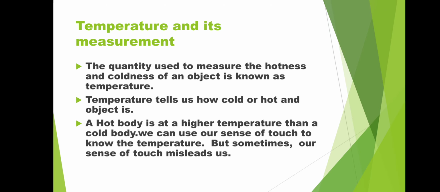Now, what is temperature? The quantity which is used to measure the hotness and coldness of an object is known as temperature. For example, if we touch the tea, it becomes hot, but if we touch the ice cream, it becomes cold. It is due to its temperature. So, temperature tells us how cold or hot the object is. So, a hot body is at higher temperature than a cold body.